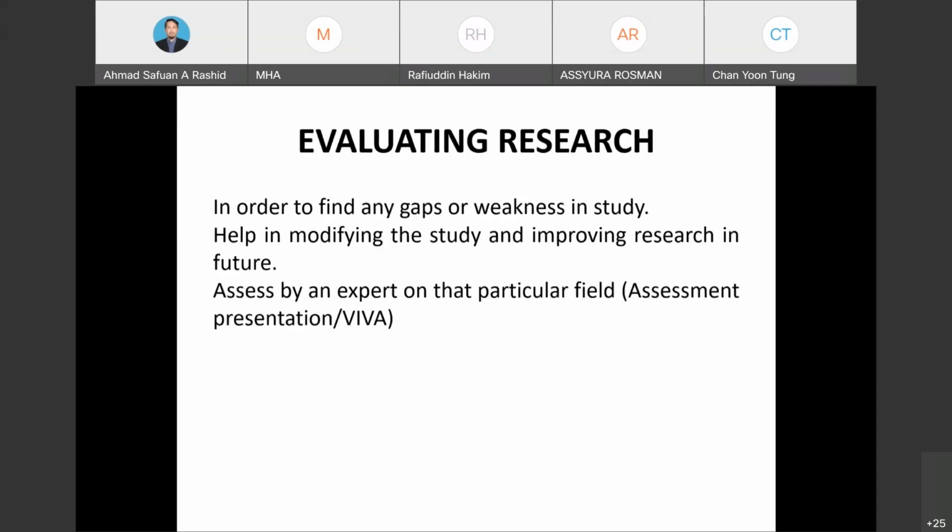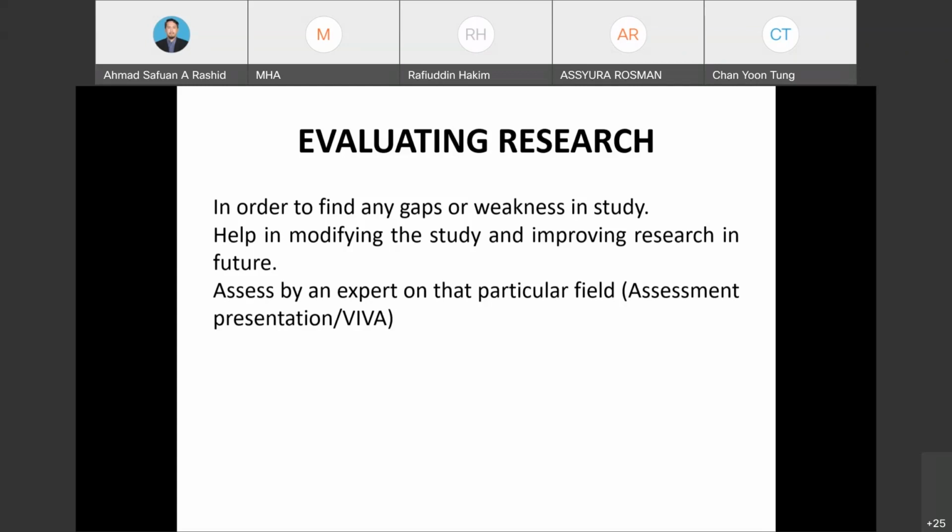Evaluating research, in order to find any gap in the study, there will be an assessment at the end of the study, which is the oral examination. Normally, if you can submit within 3 years, that will be fine. But make sure that in the first semester you have started your research or your testing.